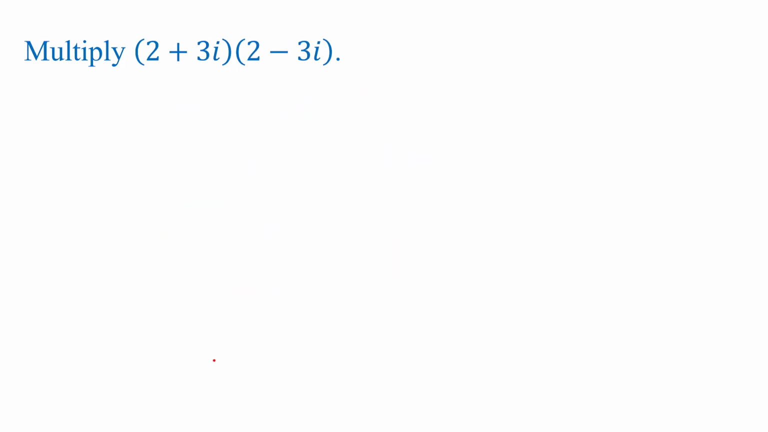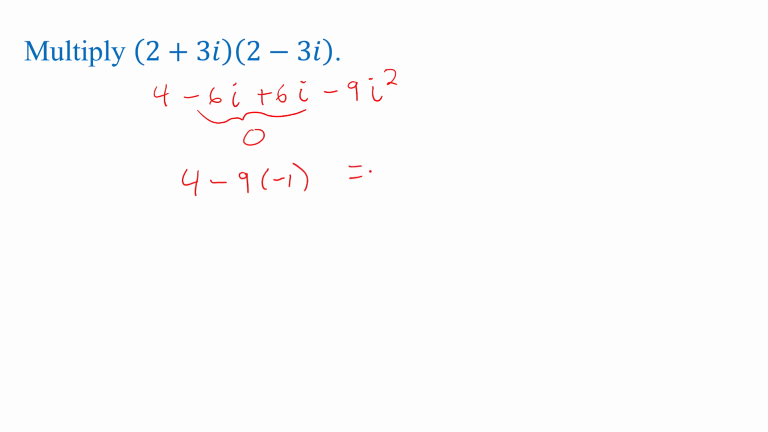2. Multiply 2 plus 3i times 2 minus 3i. So again, we can think of foiling here. We have 4 minus 6i plus 6i minus 9i squared. Notice that negative 6i plus 6i, these add to 0. And we are left with 4 minus 9 times negative 1, or 4 plus 9, 13.